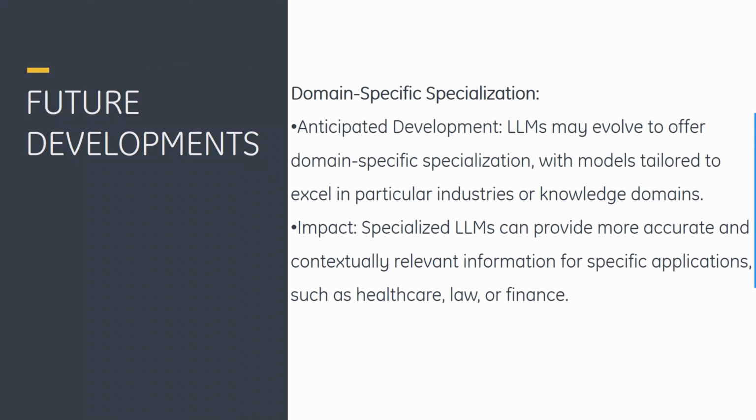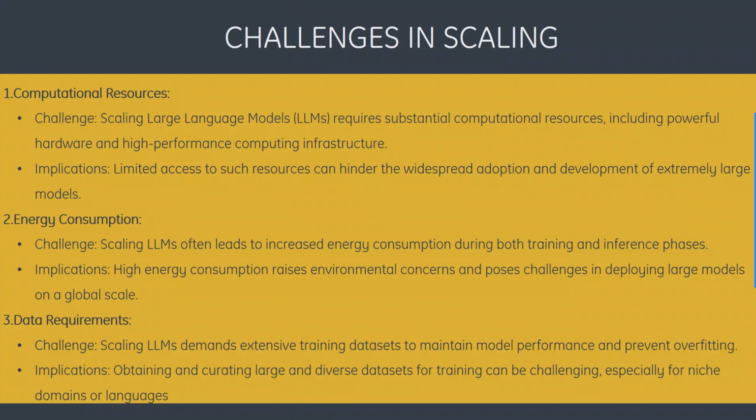Next, we have domain specific specialization. So, LLMs may evolve to offer domain specific specialization, with models tailored to excel in particular industries or knowledge domains. Specialized LLMs can provide more accurate and contextually relevant information for specific applications such as healthcare, law, or finance.